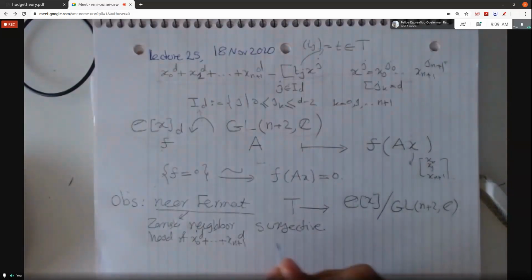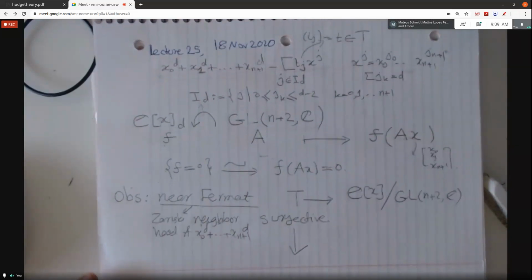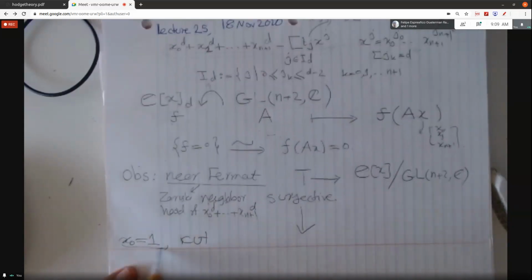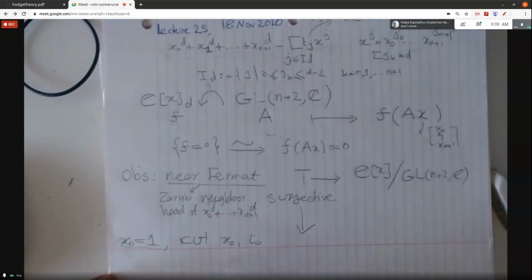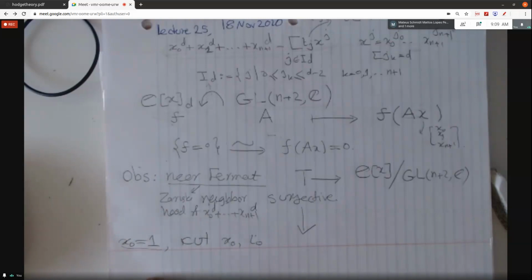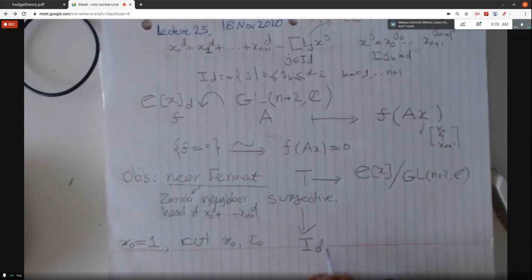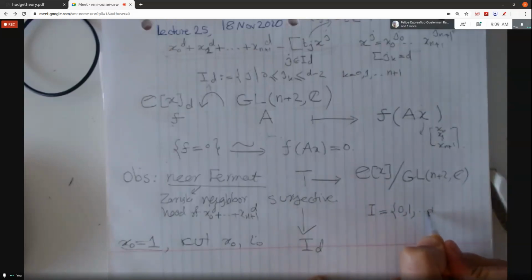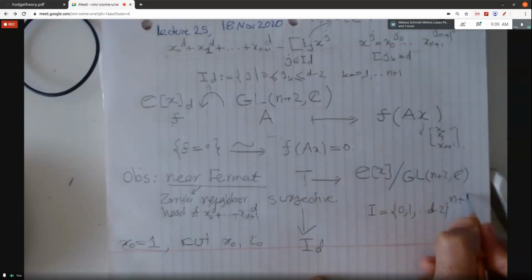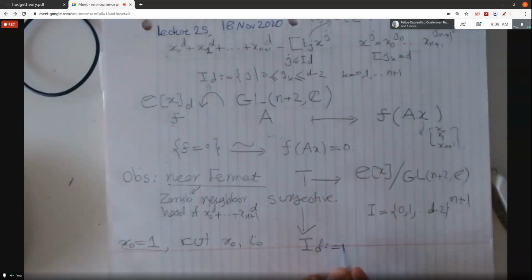So I also made this translation to affine. So x_0 goes to x_0, cut. So going to the affine chart x_0 equal to 1, we cut x_0, and all these exponents I will cut from my notation. In particular, you can easily see that this I_d, let's return to my I notation in the affine context, is between 0 and d minus 2 to the n plus 1. So I_d will be translated; I will redefine I_d in this case.